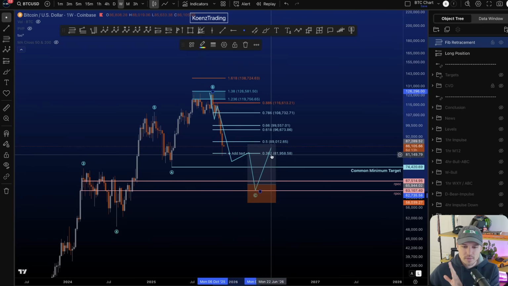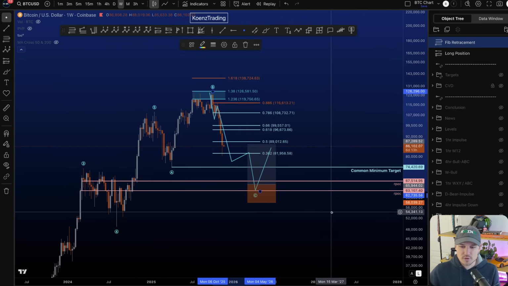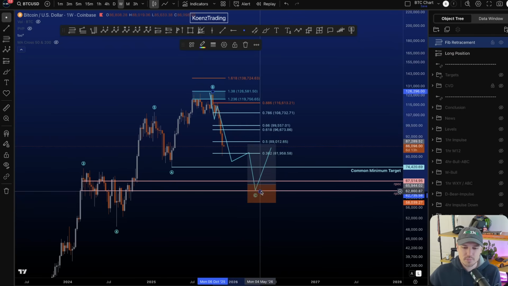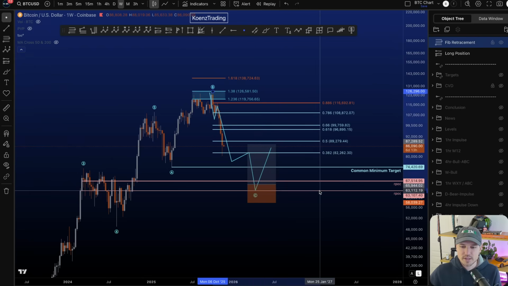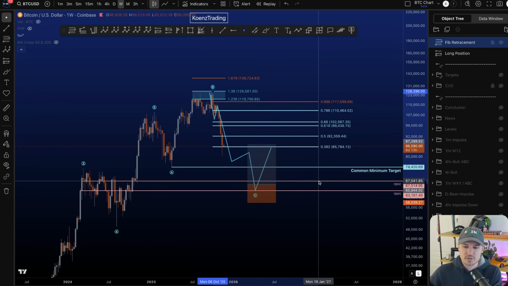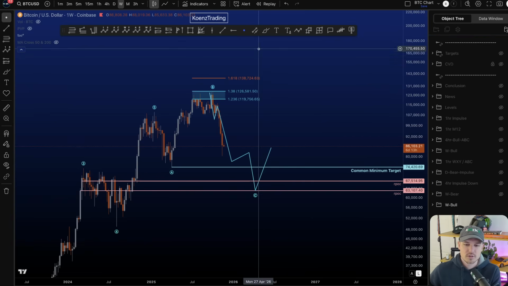0.382. Now, if price is going to move all the way down to, let's say, 63.1k, the lower area of support here, then the 0.382 taken from the start to the end of wave C sits at 82.2k. If price moves to 67.5, the 0.382 sits at 85.7k. It just depends on where wave C is going to end.